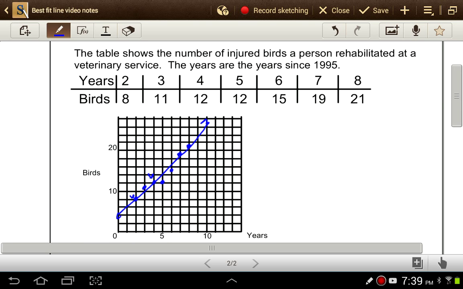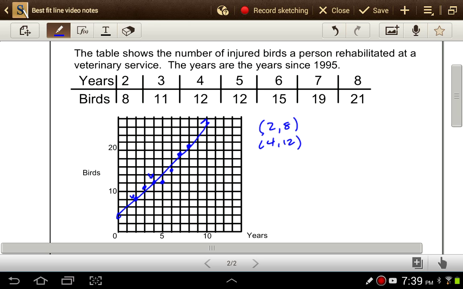So what are those 2 points? Well, I'm going to write them down. 2, 8, the first one, and then my third point, 4, 12. So those are the 2 points I'm going to use. That seems like that my line goes through there. Okay, again, there could be some little variation on these as you're trying to do them by hand.